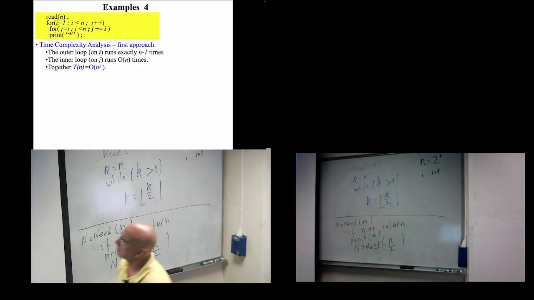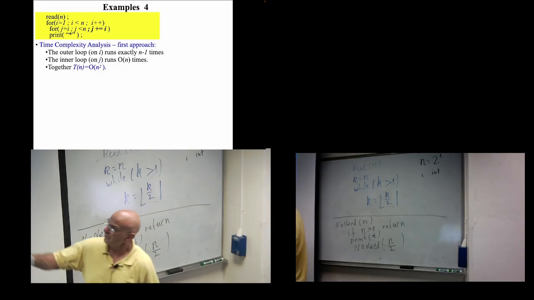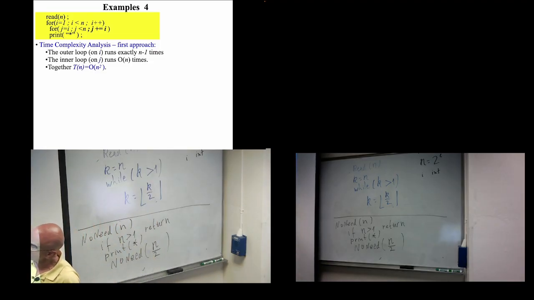Want to look at this code. It's a bit similar to some sorting algorithm. And I want to ask what is its running time. That's actually a pretty tricky question. So read n, for i goes from 1 to n, i plus plus. And here goes another loop inside it, for j starting from i, j is smaller than n. But here something strange happens.